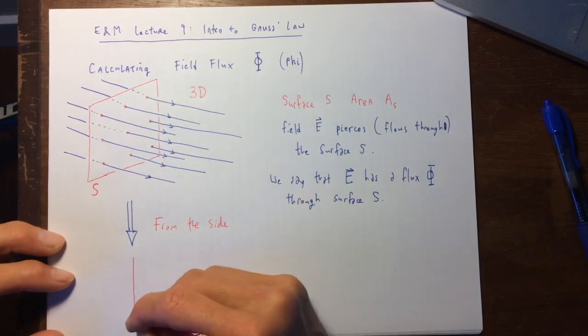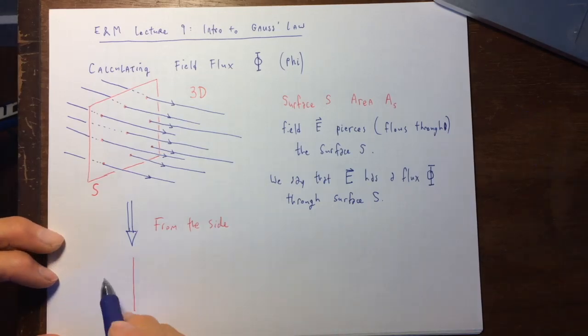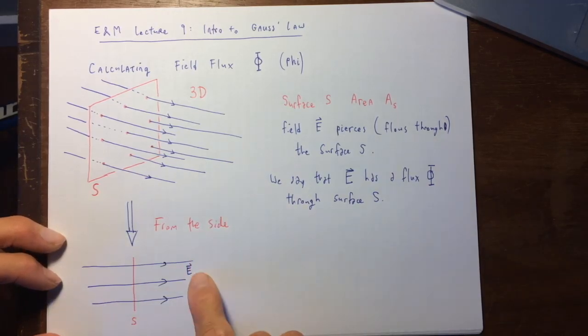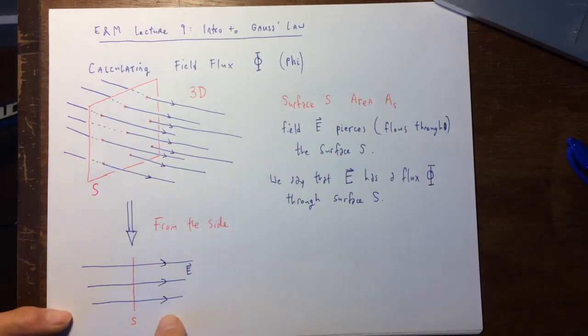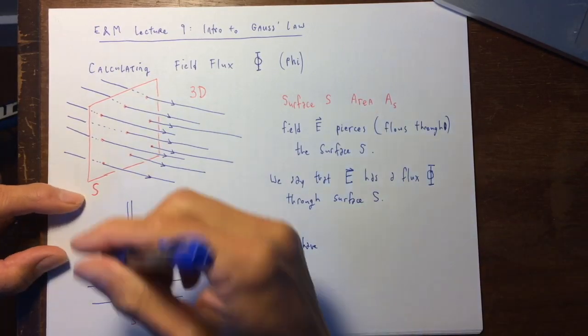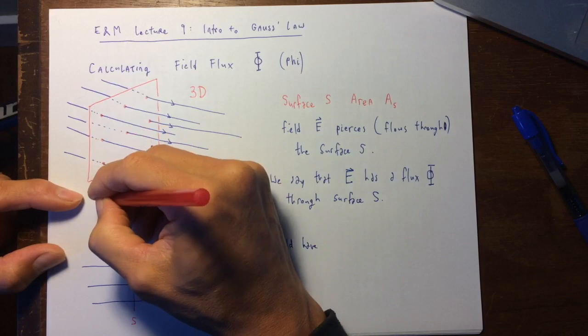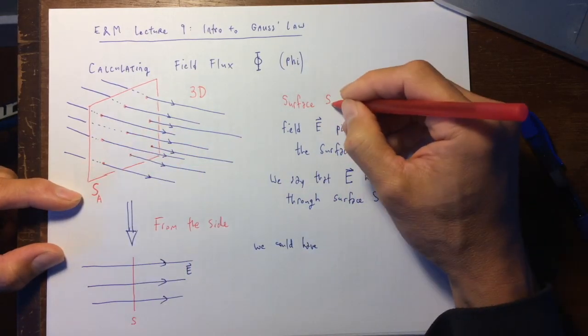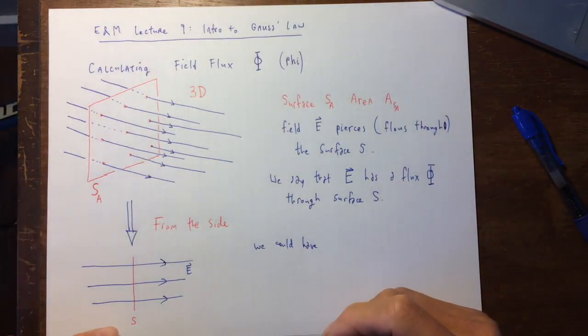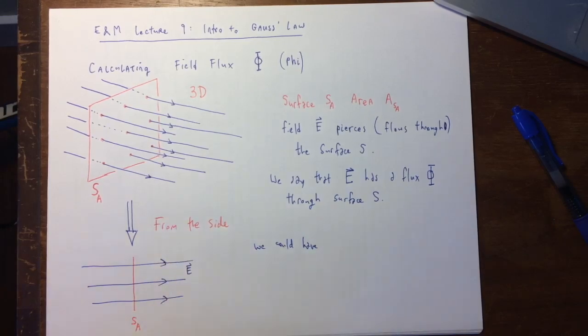So here is the surface S from the side, and then you imagine the field E flowing or fluxing through S. Right, so this is from the side. This could be a surface, say S sub A. Surface S sub A has the area S sub A, and here's S sub A from the side.